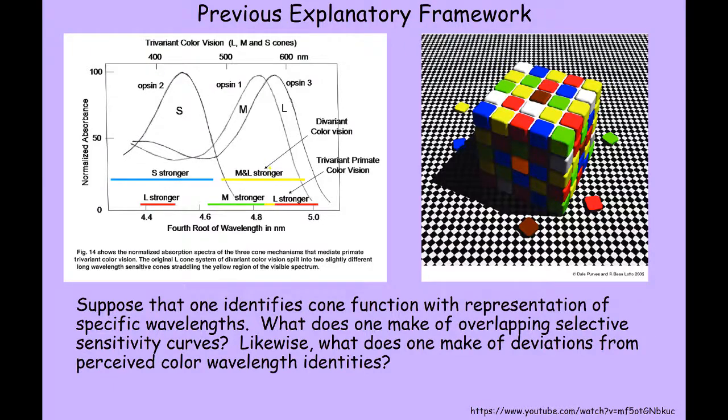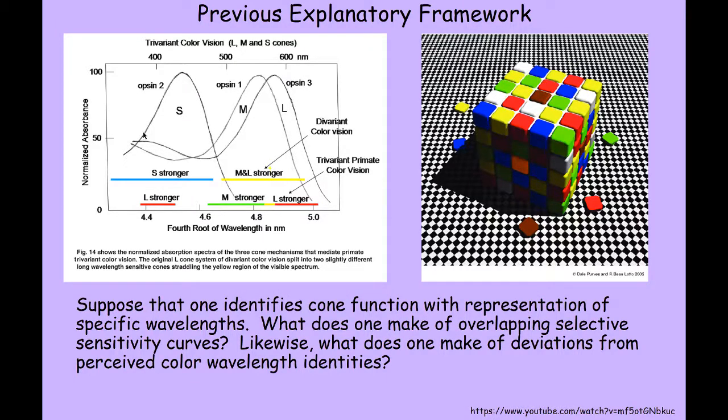Let's look at another example to illustrate this point. So suppose we're engaged in this very data-driven psychophysics, neurophysiological project of trying to understand cone function. And we want to identify the specific wavelengths that any given cone exhibits sensitivity to. Well, what will we discover? Well, we can identify what's called a selective sensitivity curve.